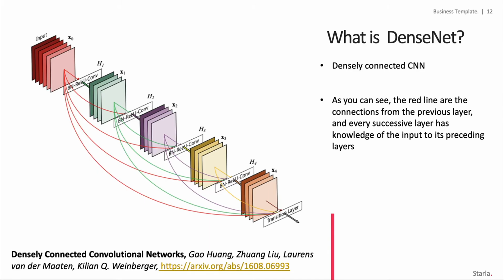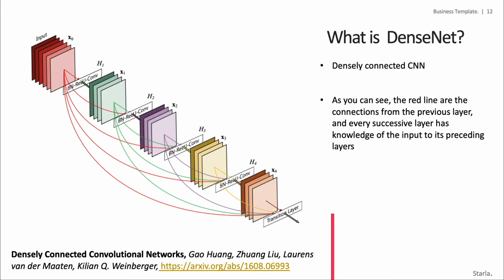And you can see the red lines are the connections from the previous layers, and then every successive layer has the knowledge of the inputs to its preceding layers. So what it does is preserve the signal from all the previous layers, and it also preserves the features and avoids the vanishing or exploding gradient problem, while it also strengthens feature propagation and reuse.